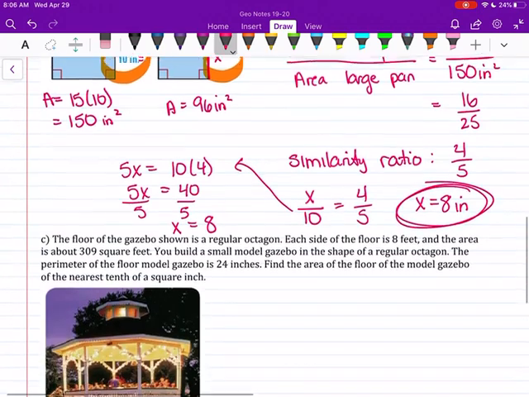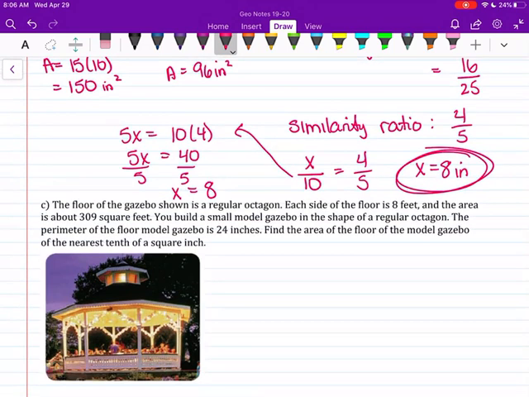Okay, next question. I believe your notes are missing the picture of the gazebo, but it is not important to the question for the next one. So just so you know. Okay. It says the floor of the gazebo shown is a regular octagon. All right. Each side of the floor is 8 feet and the area is about 309 square feet. You build a small model gazebo in the shape of a regular octagon. The perimeter of the floor model is 24 inches. Find the area of the floor of the model gazebo to the nearest tenth of a square inch.